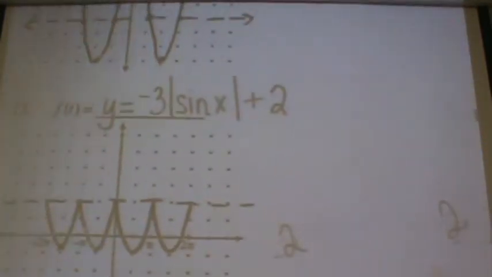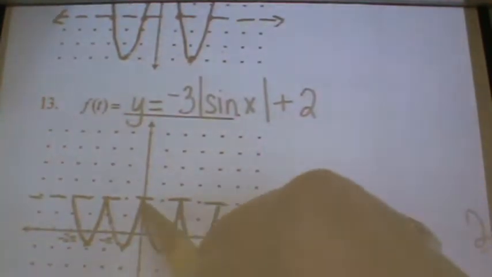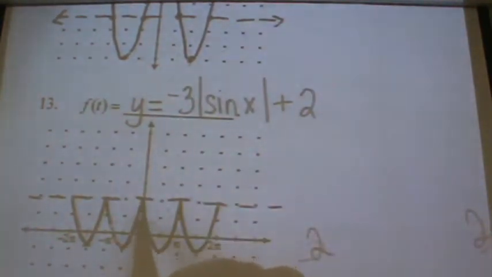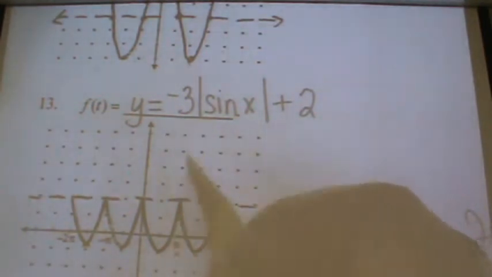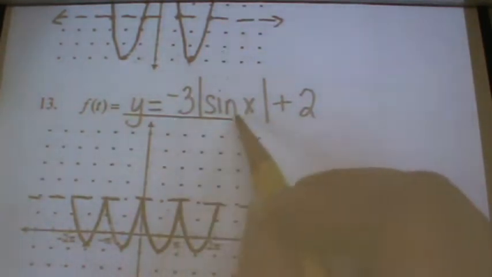Number 13 is an upside down, and it's broken right in the valley, I should say. It's 2 up, and it's an upside down. It's a 3 amplitude. It's an absolute value sine 1.